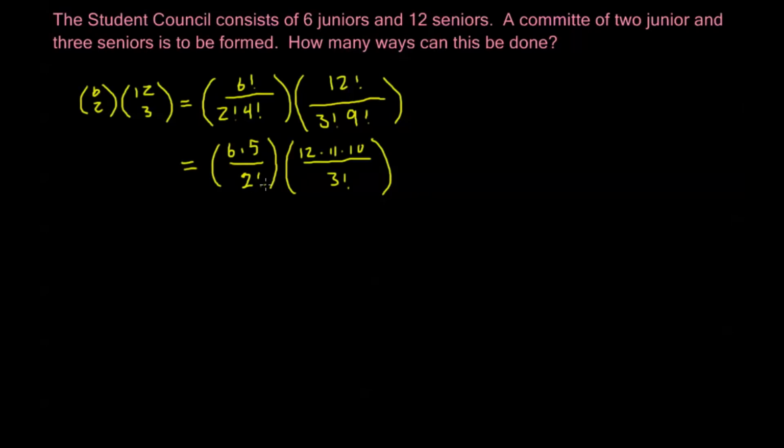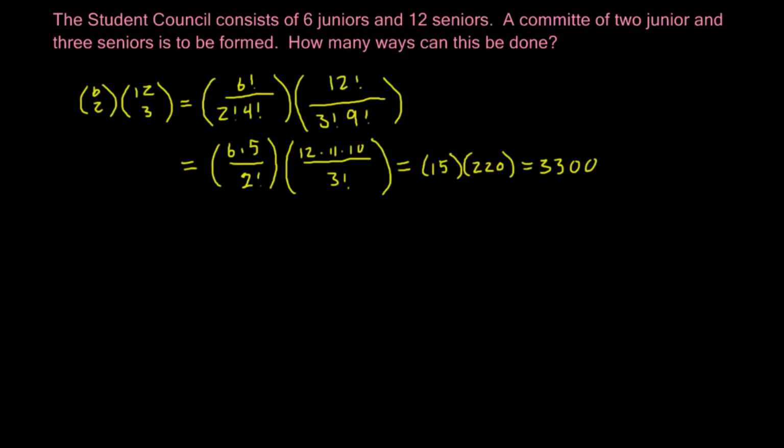Well, 2 factorial is 2 times 1, so that's just 2. So I'm going to have 6 times 5 divided by 2, which is the same as 3 times 5, or 15. And over here, 3 factorial is 3 times 2 times 1, which is just 6. So 12 divided by 6 is 2. I'm going to get 2 times 11 times 10. Well, 2 times 10 is 20. 20 times 11 is 220. Let's document that right here. 220. And 15 times 220 is 3,300. So there are 3,300 different ways to form this committee from this 18-person student council.